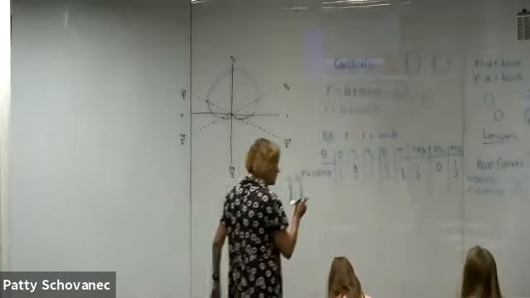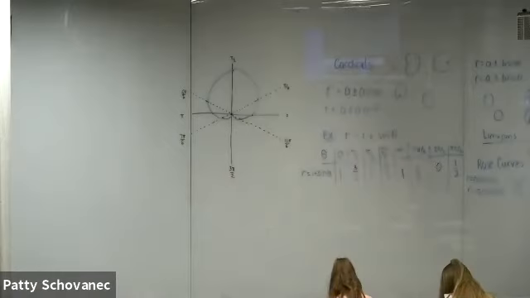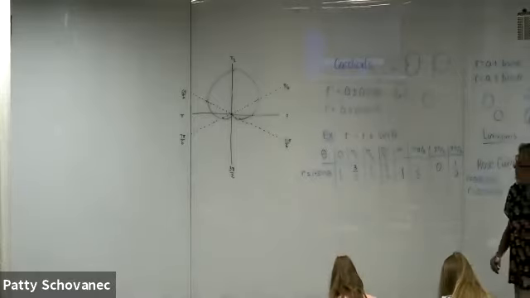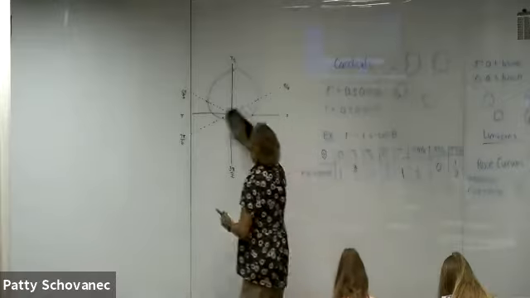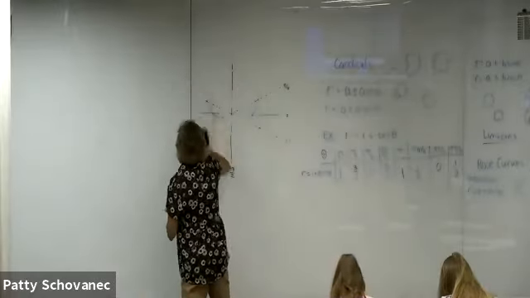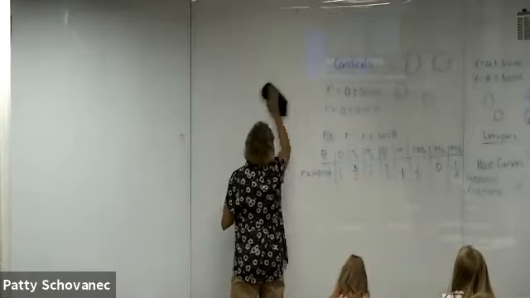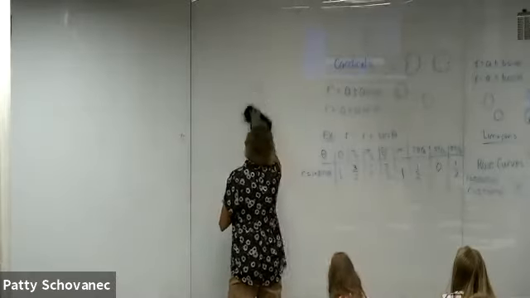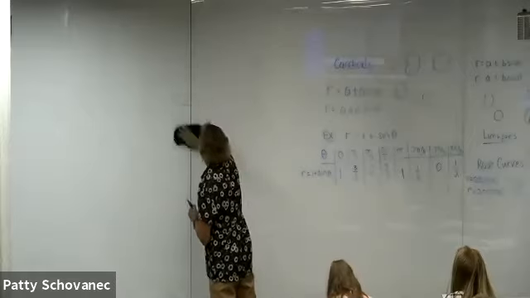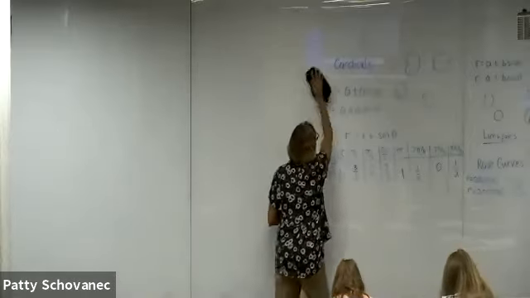So the next one I want to graph is r equals the cosine of 3 times theta. We'll graph it by plotting points, which takes a little bit of time.